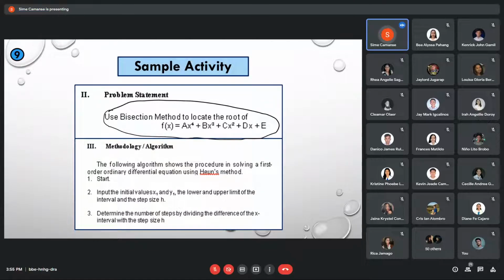Then after the problem statement is the methodology. This is the procedure of using the required method, and also the brief procedure on how you attain the algorithm or the program of the method. So what to input and how to run the program.